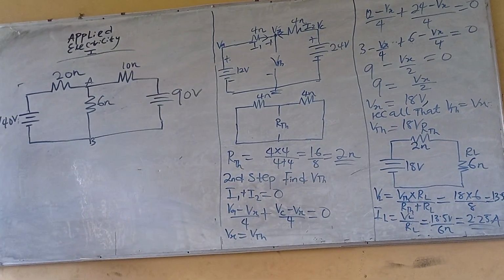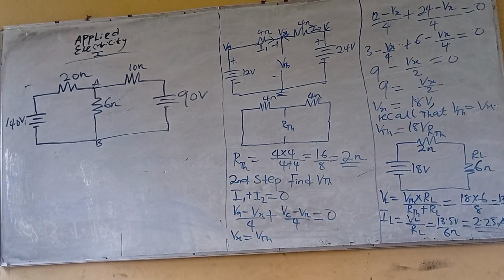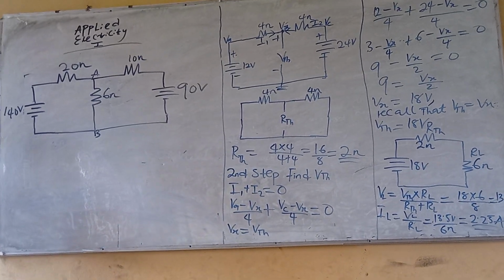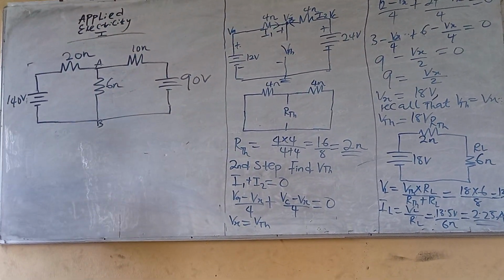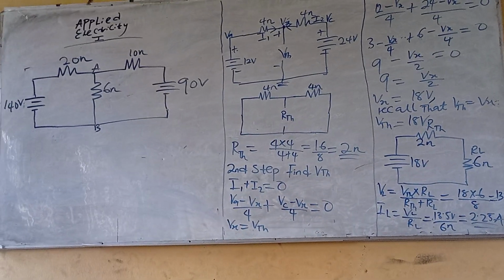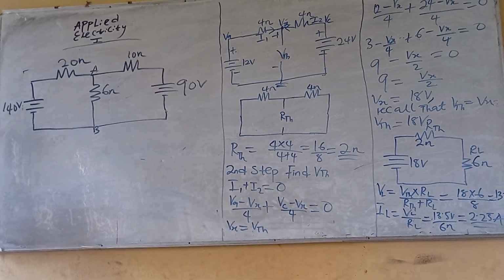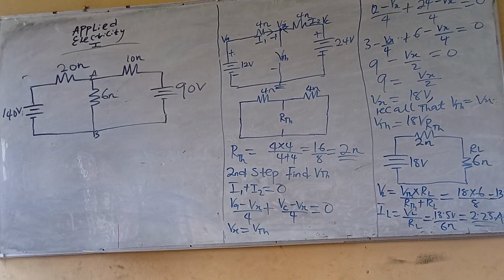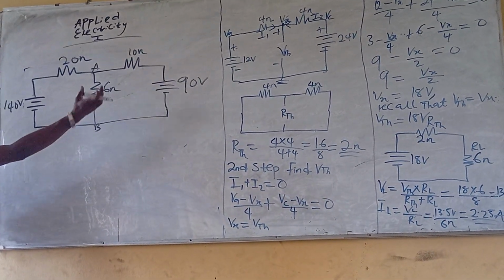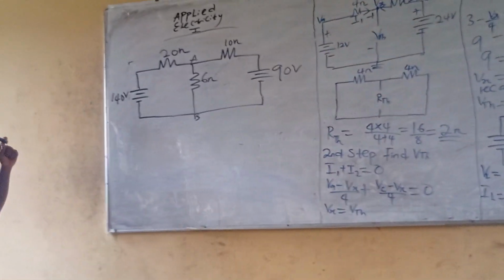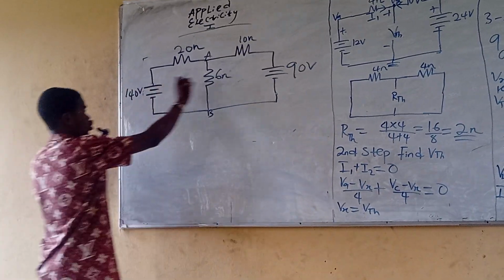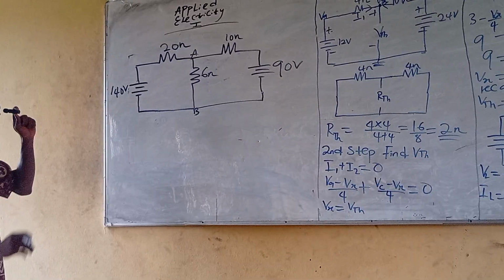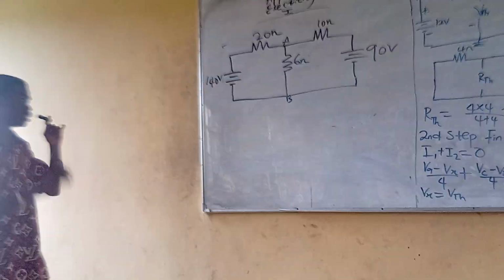So the question is that you should calculate the current flowing through the load resistance. That's the question. And what's the load resistance? The load resistance is 6 ohms. So what's the first step? The first step, you calculate the Thevenin's resistance. Calculating the Thevenin's resistance, you are going to remove the load resistance. Then since there are voltage sources, you are going to short circuit them. Short circuiting means you should close the circuit.